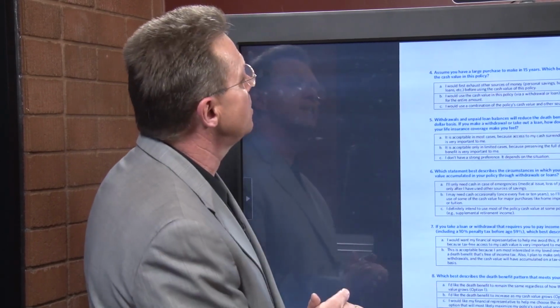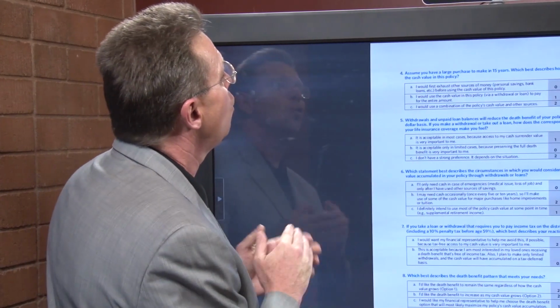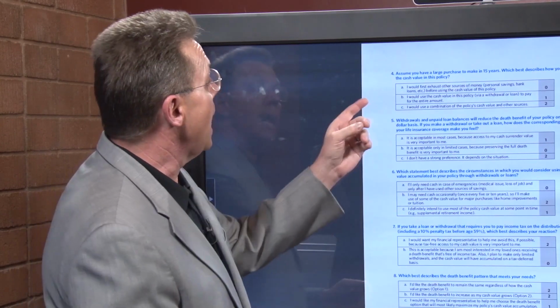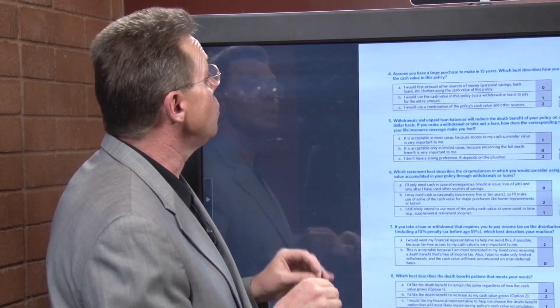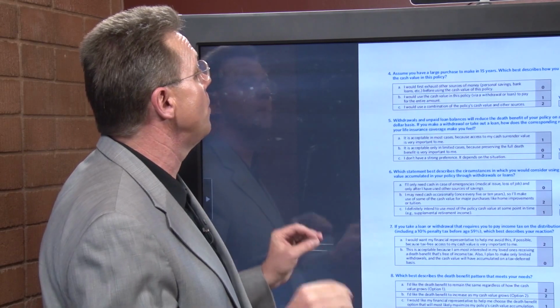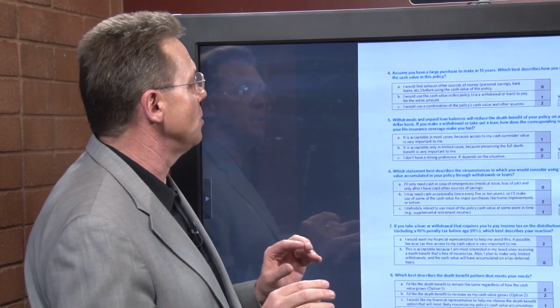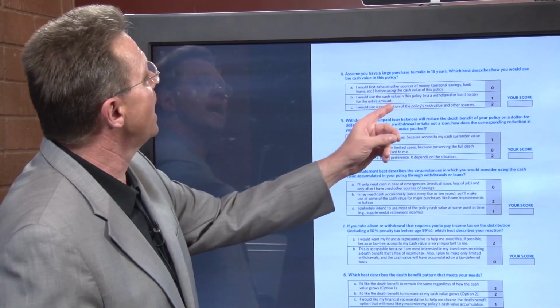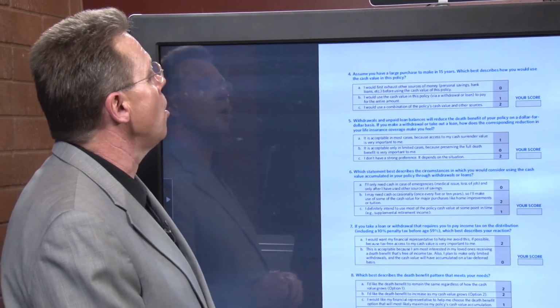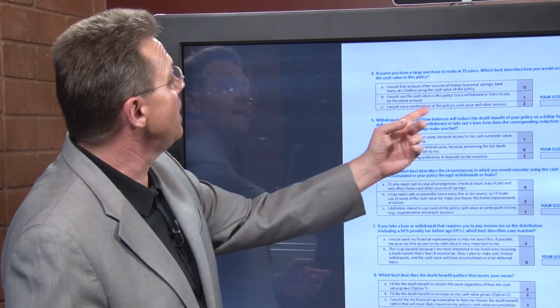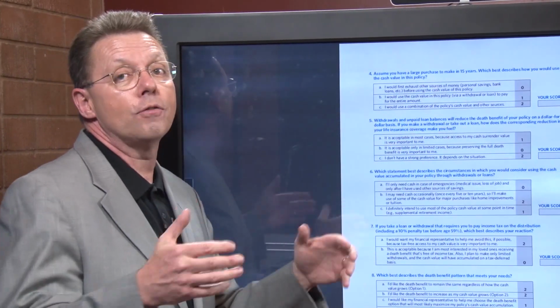And my fourth question says, assume you have a large purchase to make in the next 15 years. Which describes how you would use the cash value in this policy? A, I'd first exhaust all other sources of money, personal savings, bank loans, and so forth, before using cash value in a policy. Or, I would use the cash value in this policy via withdrawal or loan to pay for the entire amount. Or, I would use a combination of the policy's cash values and other sources.